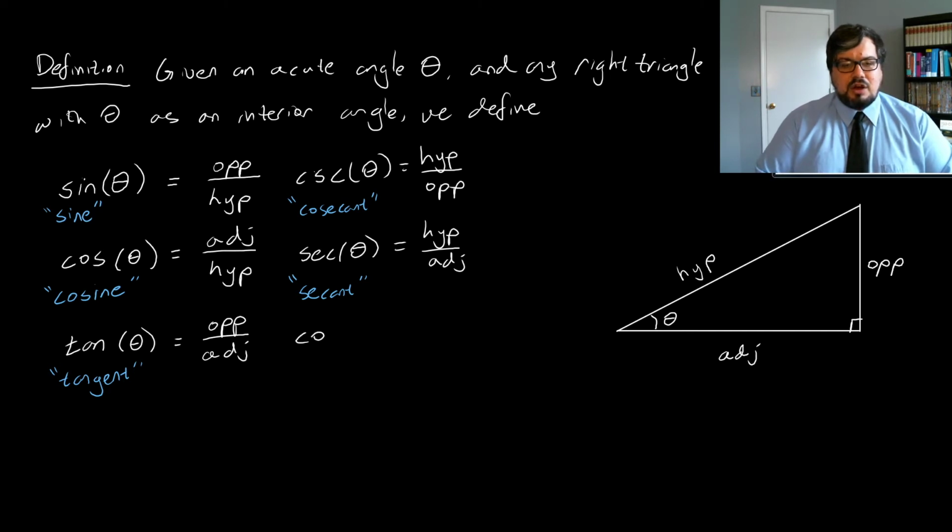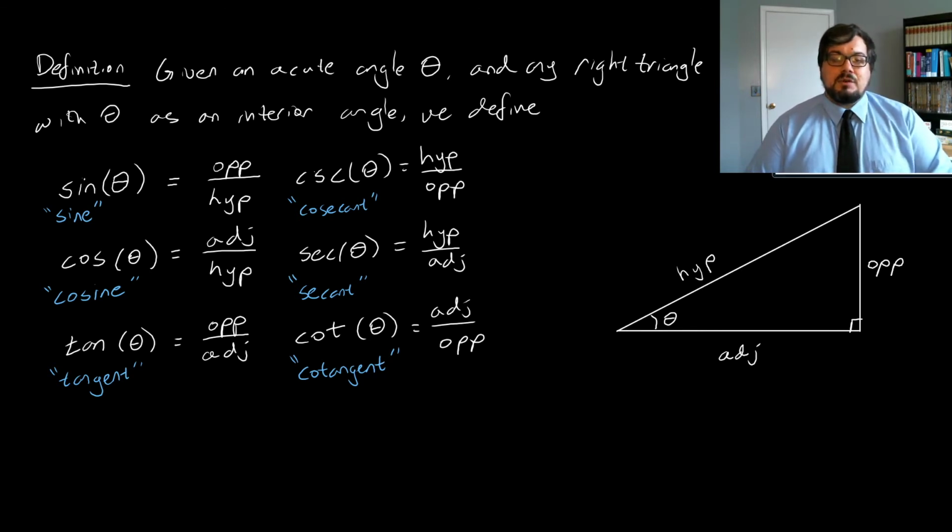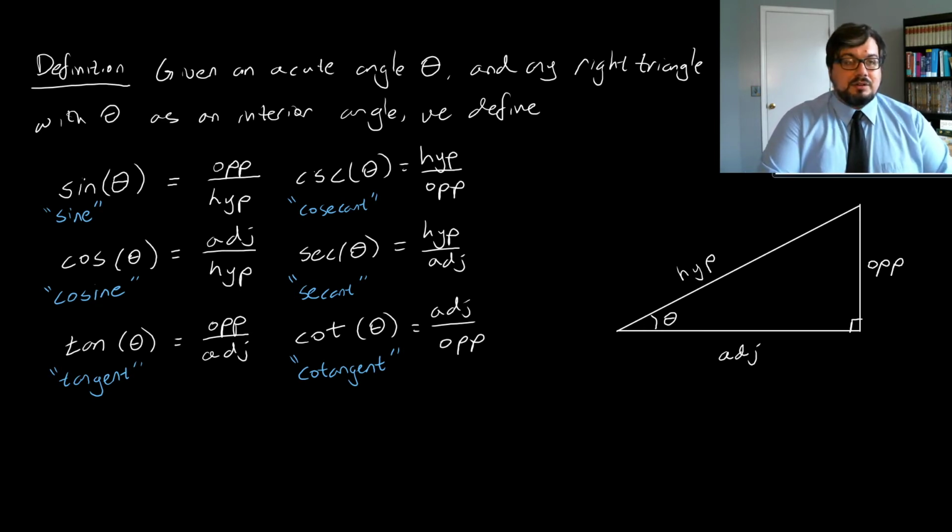And we have the cotangent, COT, which is the adjacent over the opposite. And so this is pronounced cotangent. And so given any angle theta, any triangle, we can identify one of the angles of the triangle, and define sine, cosine, tangent, cosecant, secant, and cotangent of that angle.